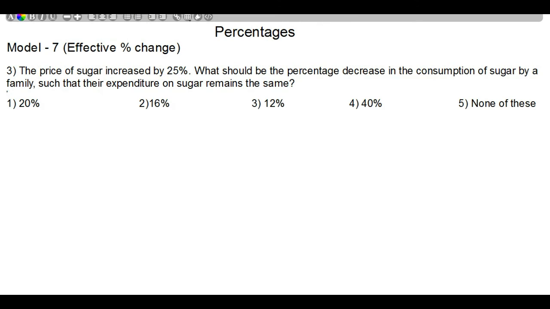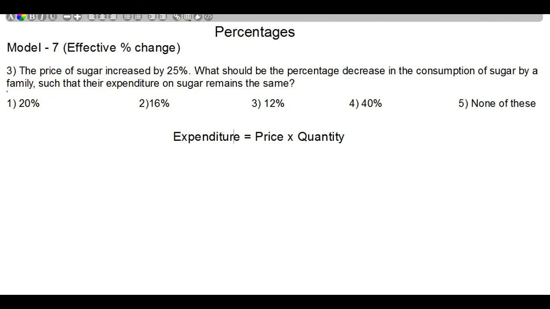Let us now take another interesting question from percentages, which is again based on the concept of net percentage change. Let us look at the question first. The price of sugar increased by 25%. What should be the percentage decrease in the consumption of sugar by a family such that their expenditure on sugar remains the same? Let us first understand what is meant by expenditure. Expenditure can always be taken as price into quantity.